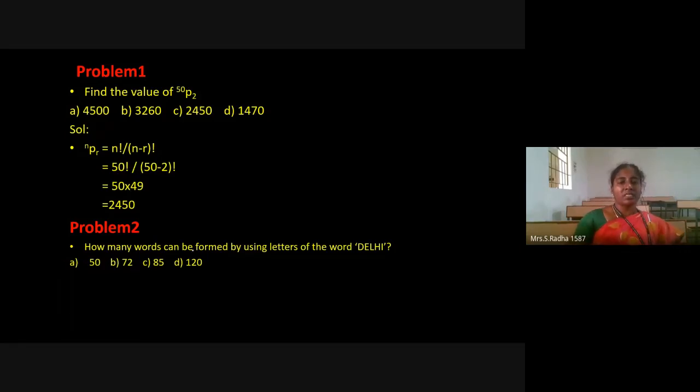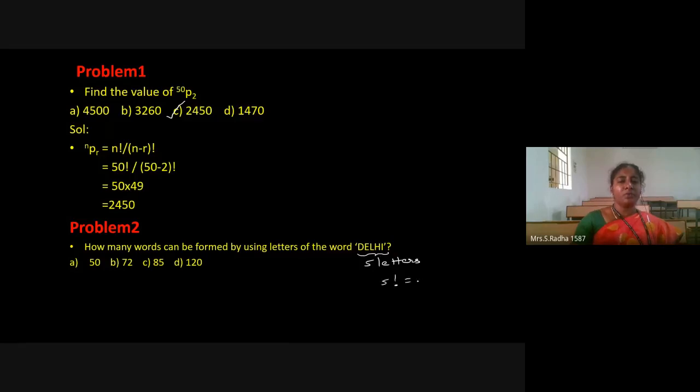How many words can be formed using letters of the word Delhi? So if you see Delhi, 5 letters are there, and all are different. So 5 factorial is the answer.